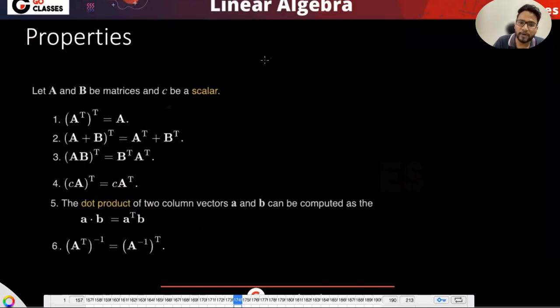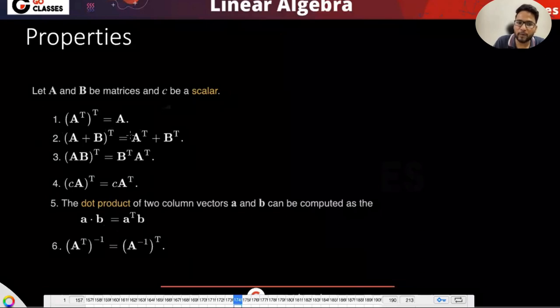Then these are a few properties of the transpose: if you take the transpose of a matrix two times, you will be getting the same matrix. That's very easy to see. The second property says that if you add or subtract two matrices and take the transpose, that is as good as A transpose plus B transpose, if you are adding them. And for multiplication, it reverses the order, which means (AB) transpose is B transpose A transpose. And if it is a constant, then you can take the constant out. And the dot product, you know that you can write in matrix format, which is A transpose B.